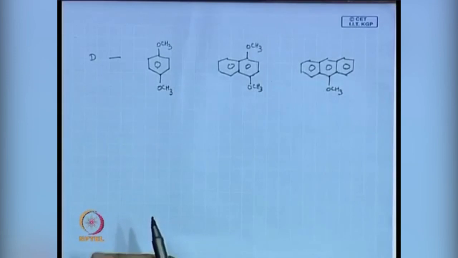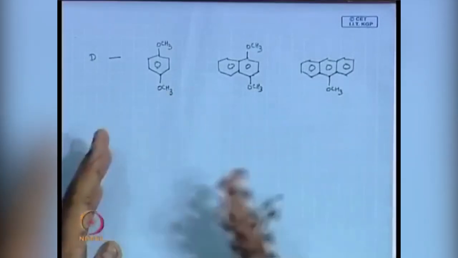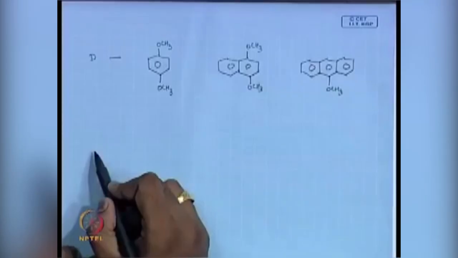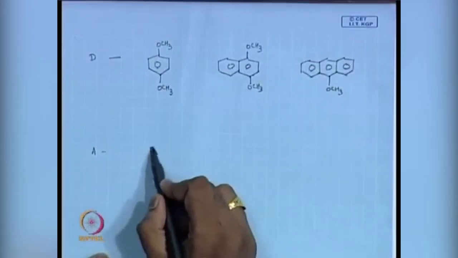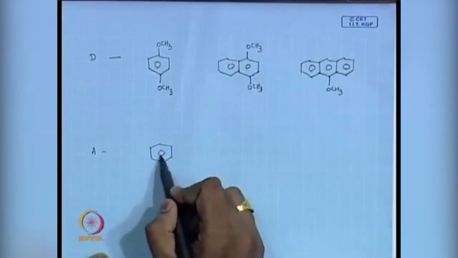So, depending upon my donor, I can do the chemistry in the wavelength which I wanted to do. Okay. And if it is an acceptor, instead of your methoxy, you might look for what?